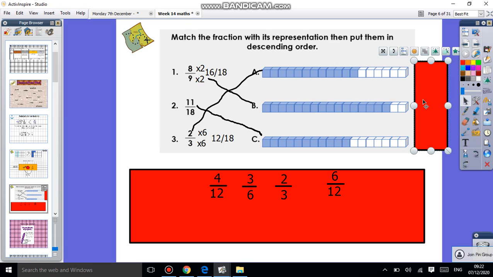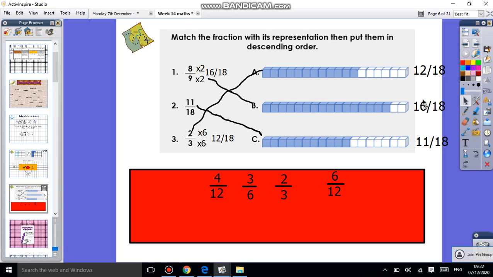So now I've got my three fractions with the same denominator, it's easier to put them into the descending order. So I know that 16/18ths is the biggest, so that will go at the top. And then descending, going down, we'd go to 12/18ths, and then we'd do 11/18ths. So we know that 8/9 is the biggest fraction, followed by 2/3, followed by 11/18ths.